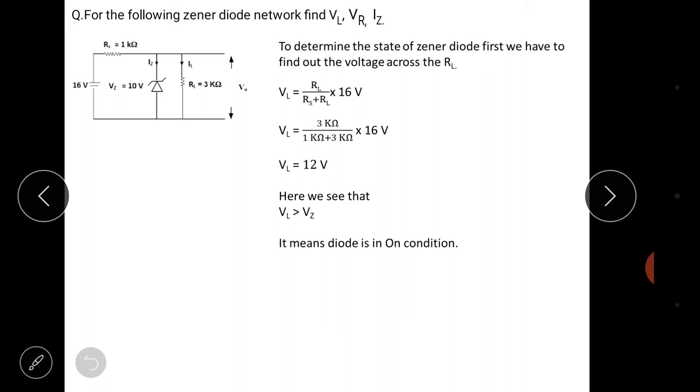So we get VL equal to RL upon RS plus RL into 16 volt. Putting the values of RL as 3 kilo ohm, RS, and input voltage 16 volt, we get VL equals 12 volt. But this 12 volt is far greater than VZ, that is 10 volt. It means the Zener diode will be in the breakdown region.